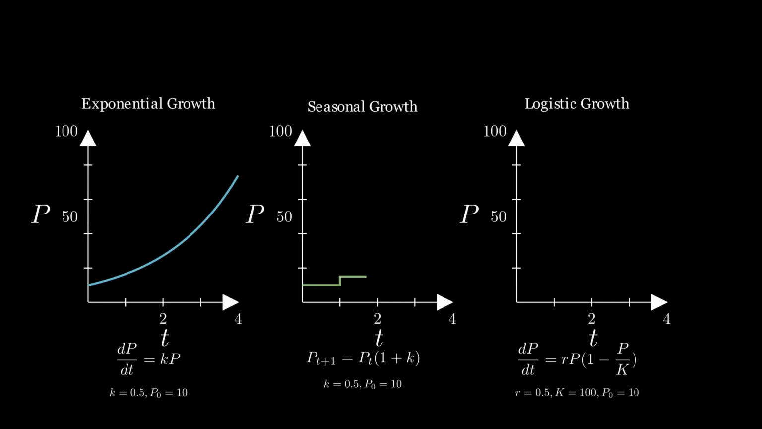Which one of these models would be best to predict the population of bison in Yellowstone? What are the uses for the other models? And more importantly, how are these models created?